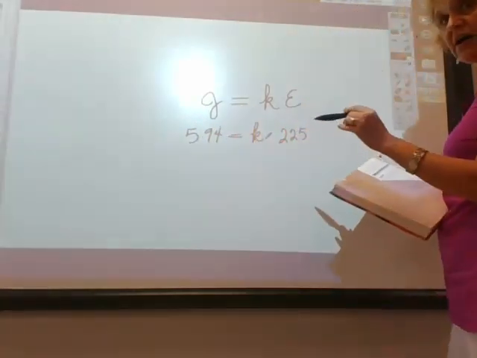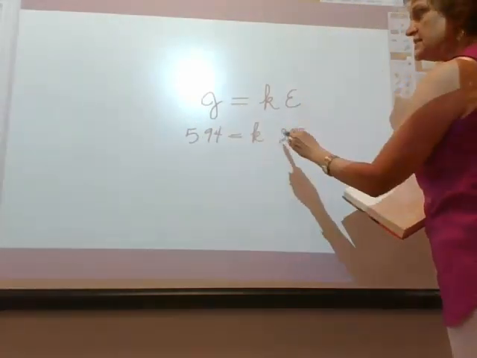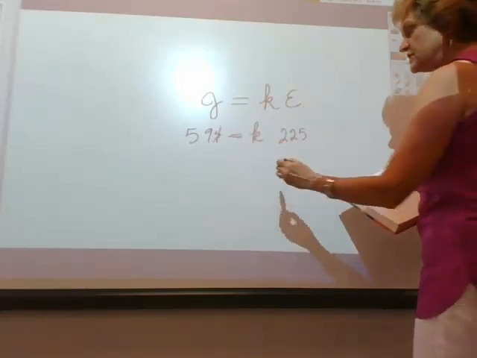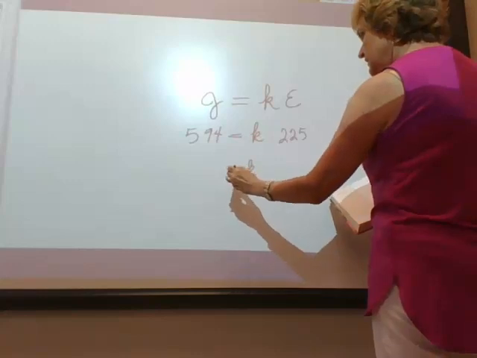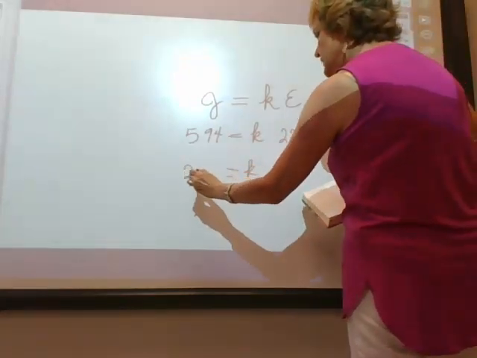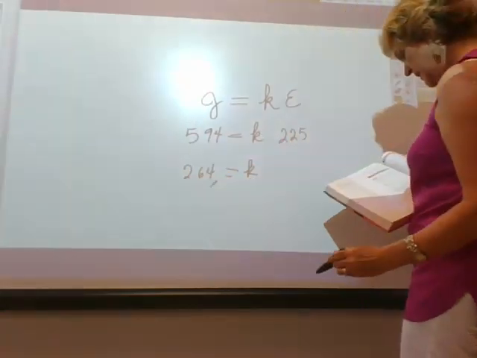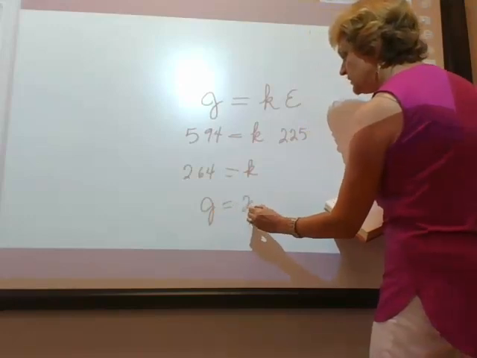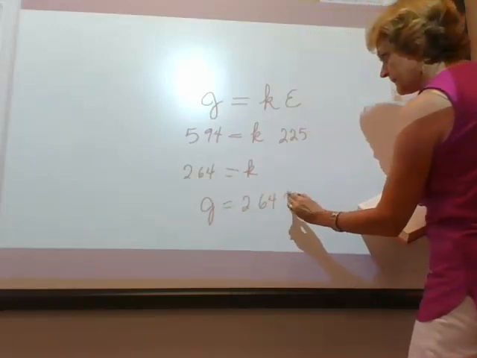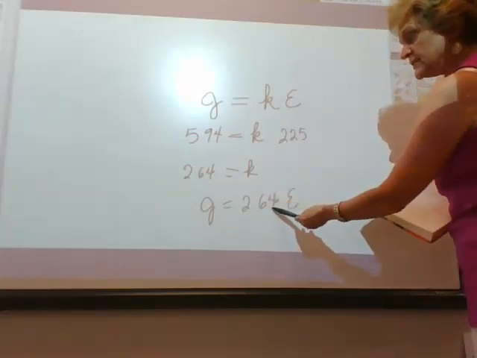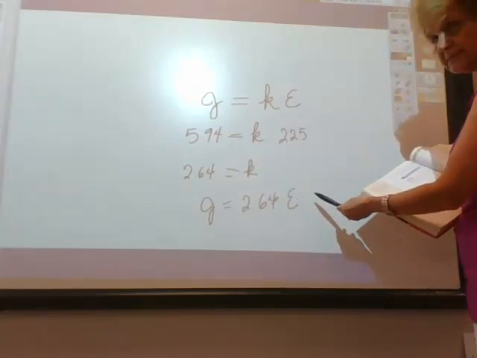So I want to find the constant under these conditions. J is this, E is this. So first of all, I'll be dividing 594 by 225, and apparently that's 2.64. Okay, so I'm going to write my equation of variation. Okay, so Jupiter is 2.64 times what Earth is.